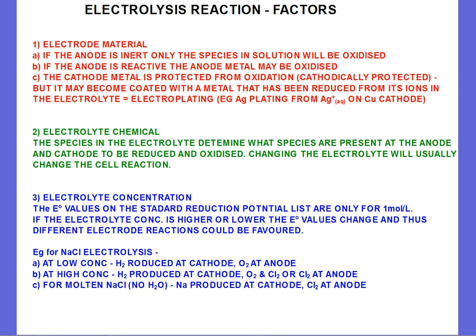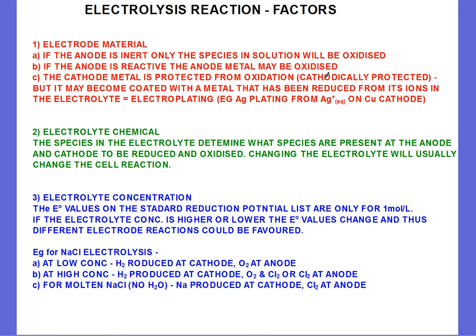So what factors affect the actual electrolysis reaction? Well, there's 3 things that affect the actual reaction that takes place. The first one is the electrode material. If the anode is inert, say the anode might be made of stainless steel or graphite or even platinum, that means only the species in solution can be oxidized. If the anode's a reactive metal though, it may be oxidized. You've got to take that into account when you're figuring out your redox reactions at the anode.